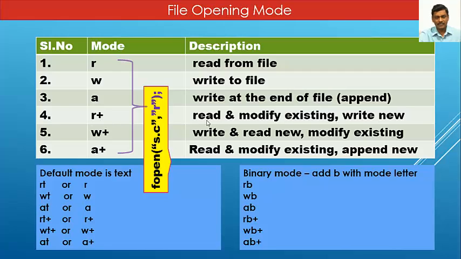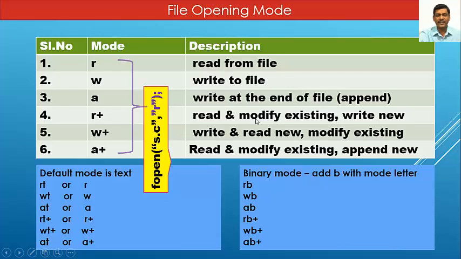R plus. If we put plus after R, W or A, it has a different meaning. R plus deals with two kinds of data: one is existing data, another one is new data. What is existing, and which one is new data?